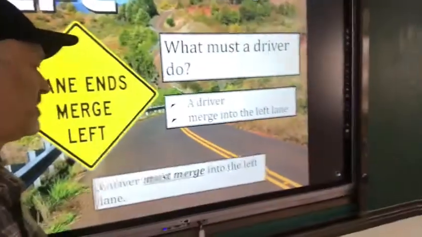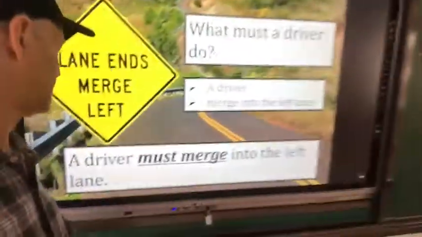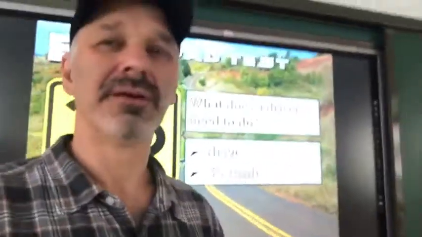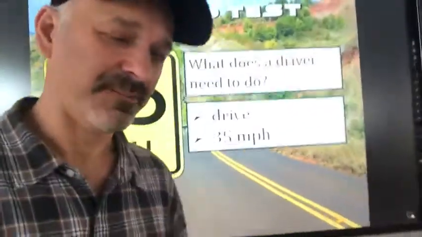Here I have them exchange papers. After we get to this point, you have everybody exchange their papers, and you go through them one by one in this class. The driver must merge into the left lane. Mark it wrong, mark it wrong, mark it wrong. Then at the end of the class, to award the driver's license, you have everybody say, all right, who got 10? Anybody got 10? And you go around and you award the driver's license to those students.